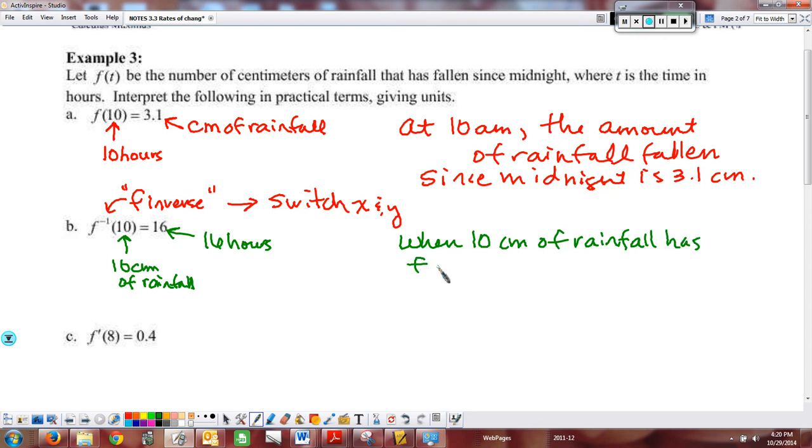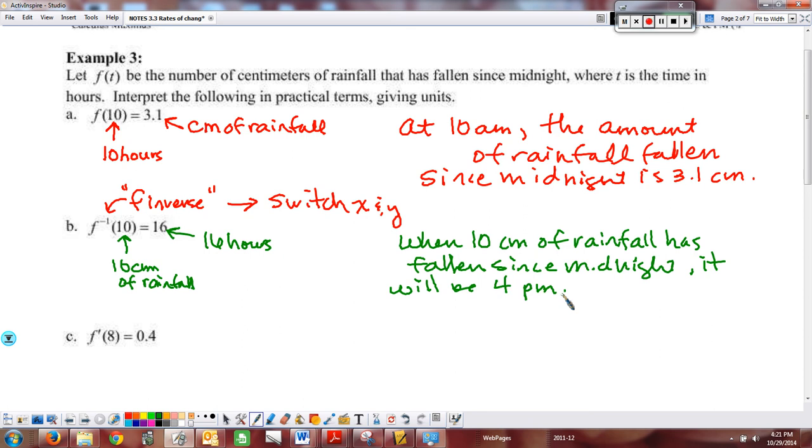has fallen since midnight, it will be 16 hours past midnight. What is 16 hours past midnight? Well, that would be when. So 12 hours would be at noon. Another 4 hours past that, it will be 4 p.m. All right, so we're going to put this in terms of context.